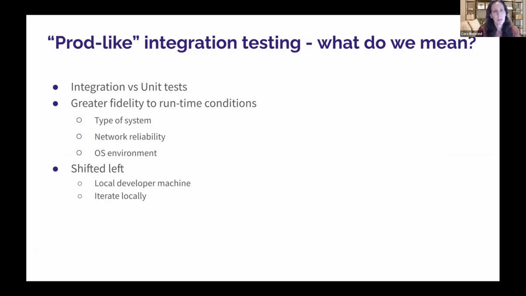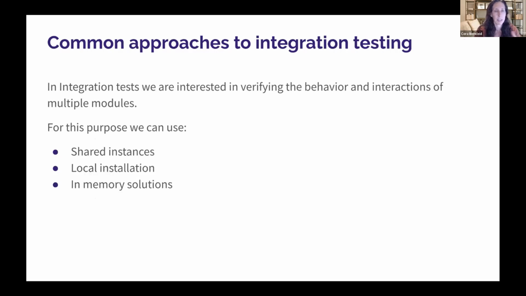And the goal is to have the greatest fidelity possible when you're testing as far left as possible. So like on your laptop, on your local computer, you want the greatest fidelity to the conditions that you're going to expect in production, in terms of the type of system, the network reliability, the OS environment, everything. And the farther left you can shift that, obviously, the cheaper it is in terms of time, effort, and money to fix problems, right? You catch them early.